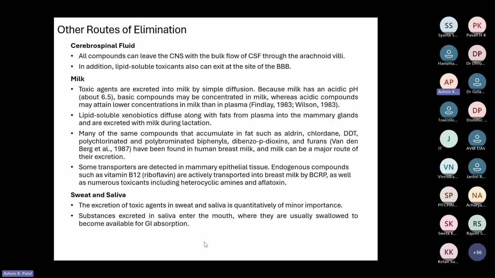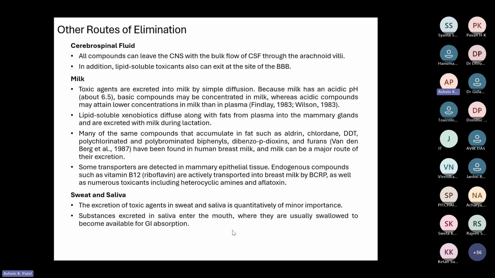Some transporters are detected in mammary epithelial tissue. Endogenous compounds such as vitamin B12 are actively transported into the breast milk by the BCRP transporter, and numerous toxicants, including heterocyclic amines and aflatoxin, are also transferred to the milk.